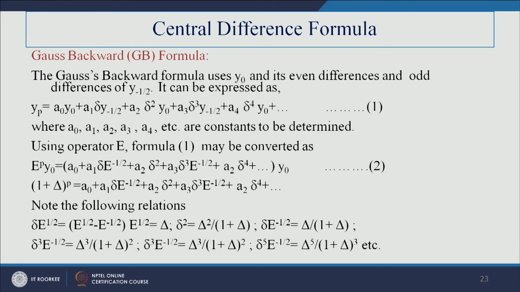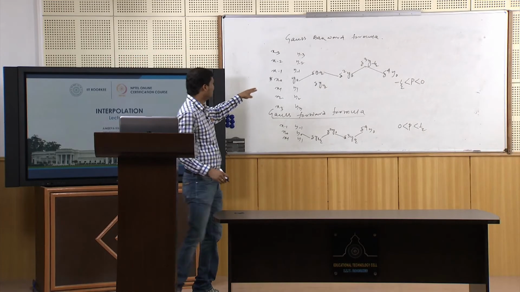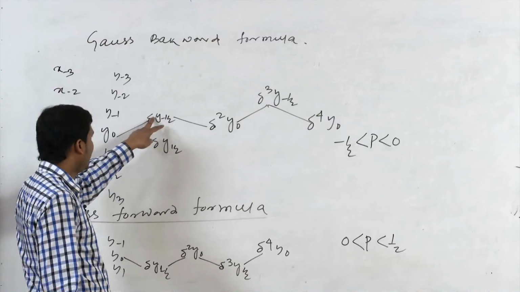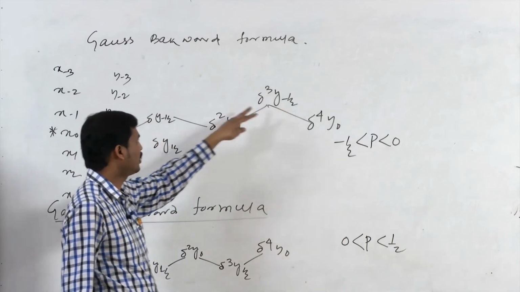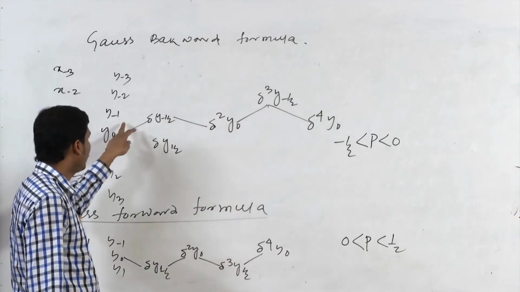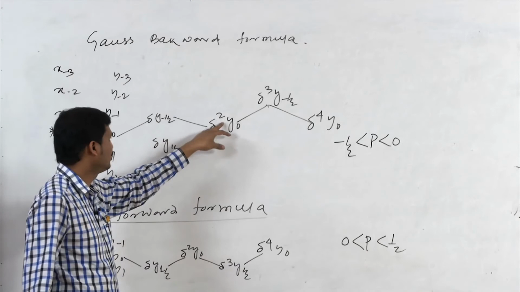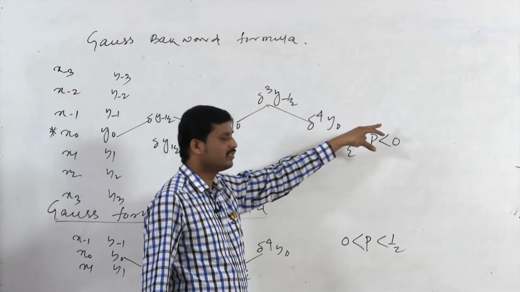In the Gauss backward difference formula, we use y0 and its even differences. The even differences, as you can see, are y0, del square of y0, del to the power 4 of y0, and so on. The odd differences are del of y of minus half, del cube of y of minus half. Likewise, all the even powers of y0 we are using: square, fourth, then sixth again.